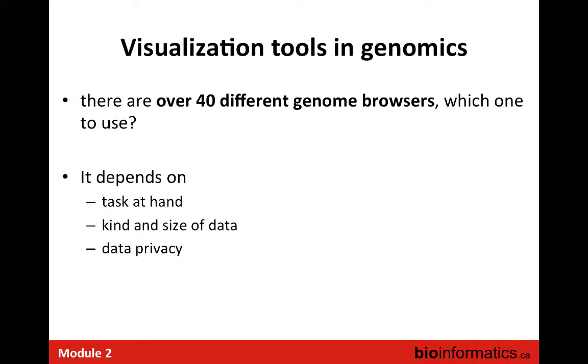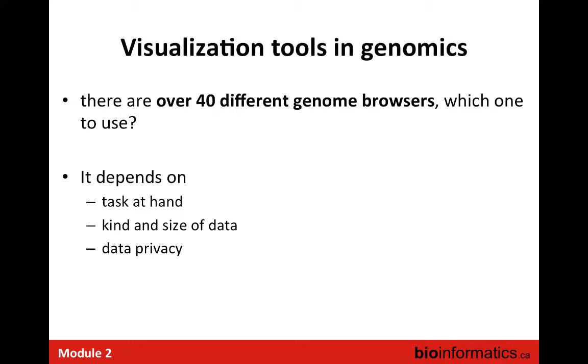There are different genome browsers available out there, over 40 of them, and it really depends on what you want to do, which one you're going to use. The task at hand: are you using human data, or plant data? Some genome browsers are specific to particular species. The kind of data and the size of data you're dealing with, and whether there is an issue in terms of privacy of your data: do you have to use it on your protected server in your institute, or can you use a cloud-based one? Those are considerations you need to take into account when you choose which genome browser to use.